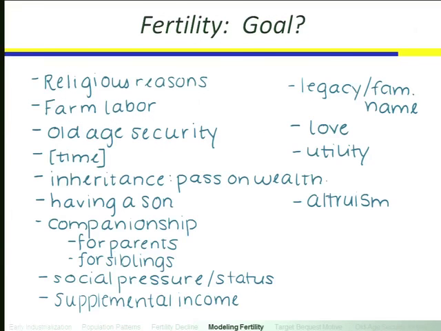All right, so fertility. So when we talked about fertility on Tuesday, and we brainstormed possible goals, this is the list that we came up with. So this is the slide from Tuesday of the possible goals that we came up with. Now, some of these, as it turns out, are not goals. Some of them were things that would matter to how many.